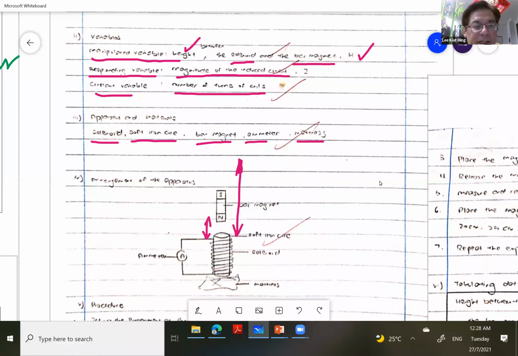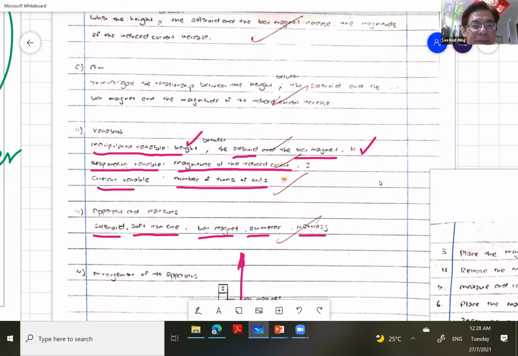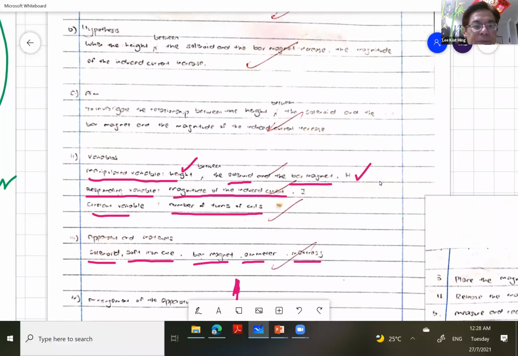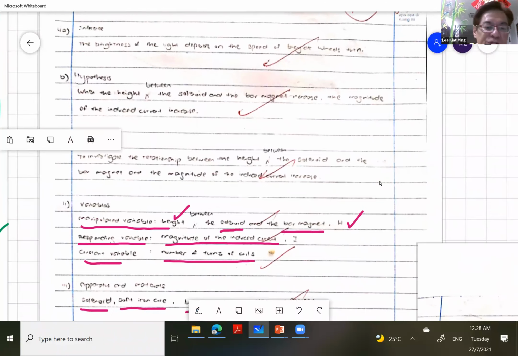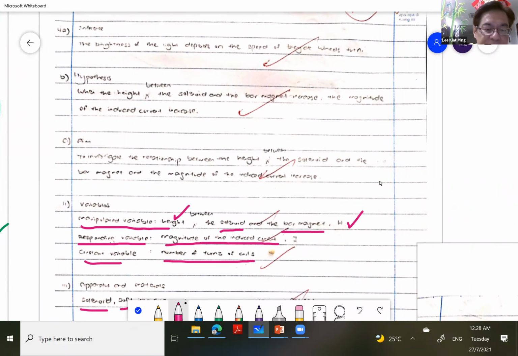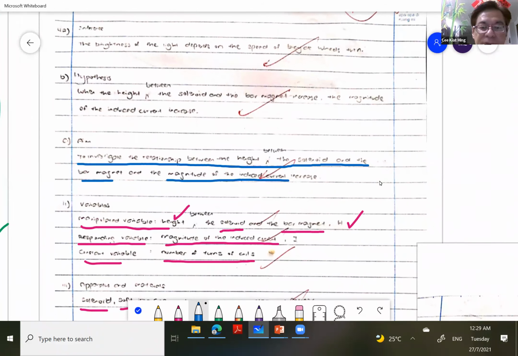Let's take a look at the aim and the inference. Look at the aim. To investigate the relationship, very simple, we use back the same word. The manipulated variable is the height between the solenoid and the magnet, and the responding variable is the magnitude of the induced current. Clear? We use back the manipulated variable and the responding variable.